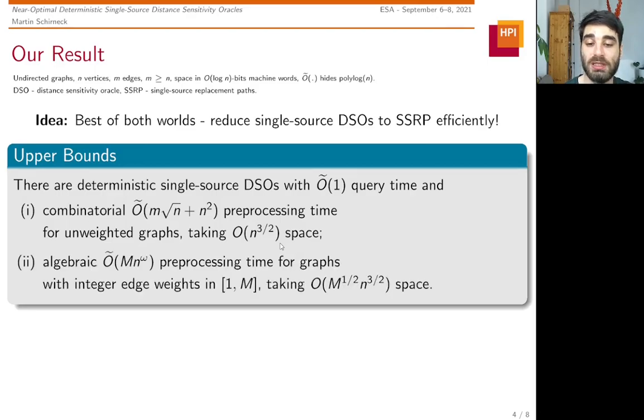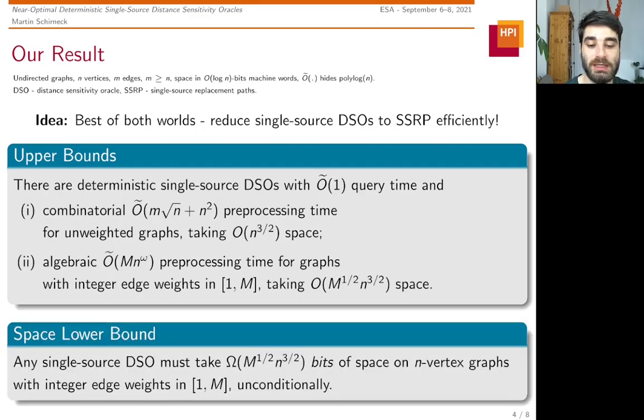In the algebraic setting, we get the preprocessing time that matches the algorithm of Grandoni and Wasilewska-Williams and has space m to the 1/2 times n to the 3/2. While this seems arbitrary at first, we show that any single source DSO unconditionally must take this amount of space.